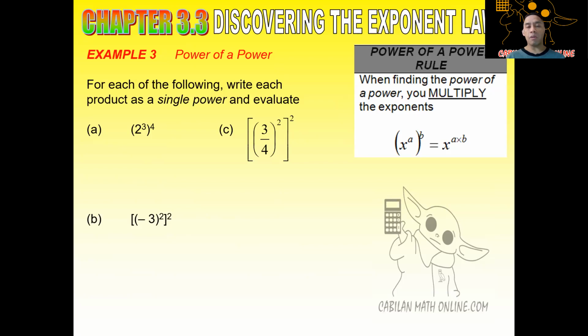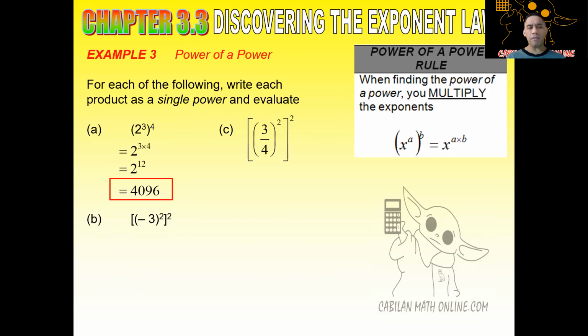So in my next step here, I'm just going to multiply those two exponents together, the 3 and the 4, and what we have here is 3 times 4, which gives me 12. So again, just like the previous examples, 2 to the exponent 12 would be an example of a product as a single power. And when you put that in your calculator, what we wind up getting there is 4,096.